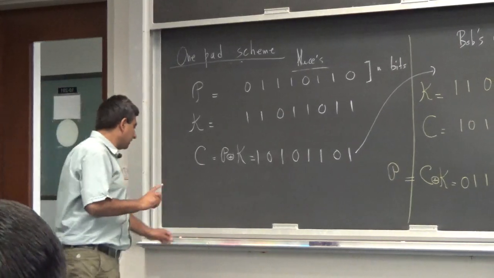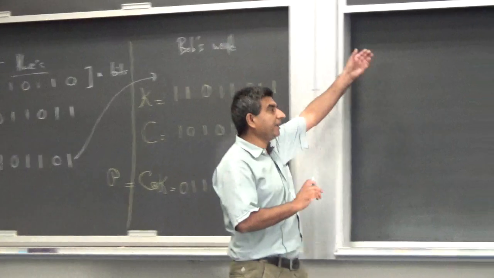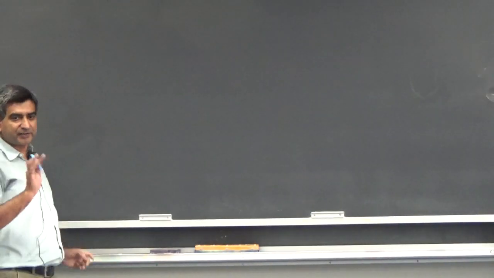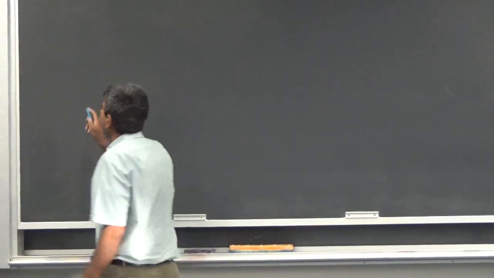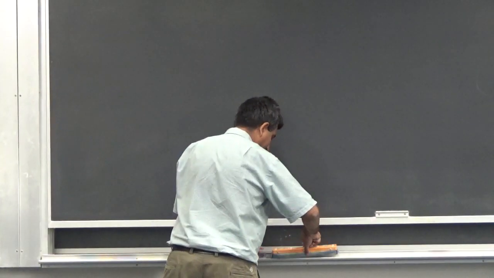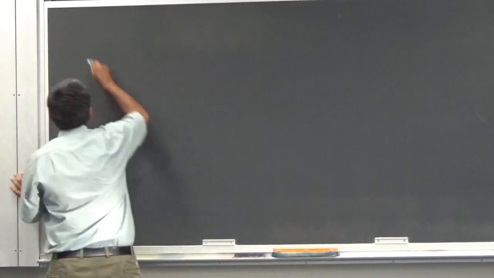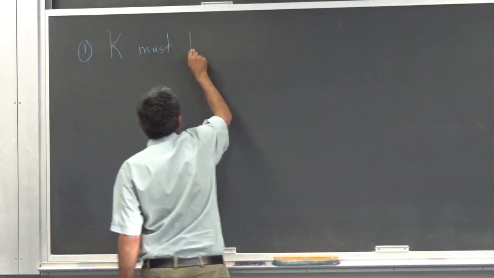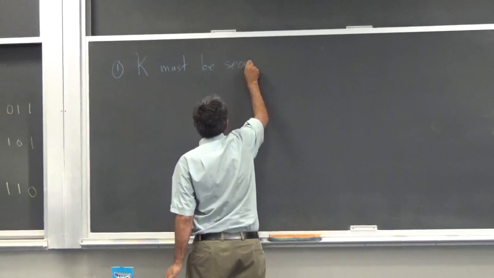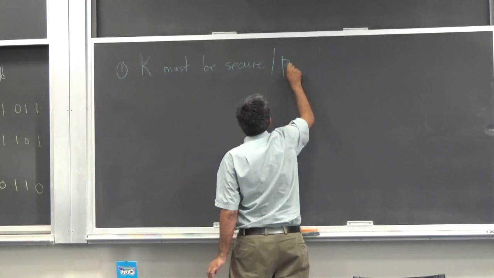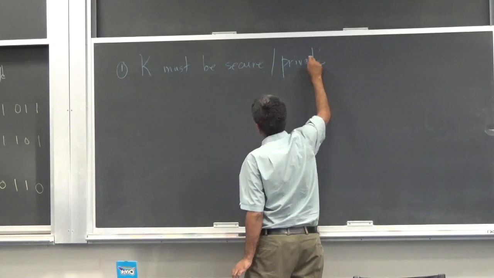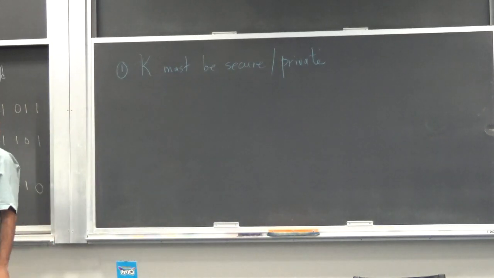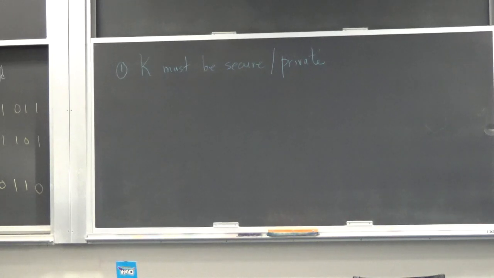Right. First of all, the key needs to be totally secure. The key should not be shared with anyone. That's one of the key limitations of the one-pad scheme. So, first of all, the key must be secure or private, which means only Alice and Bob should know what the key is. Correct? What are the other limitations of this one-pad scheme?